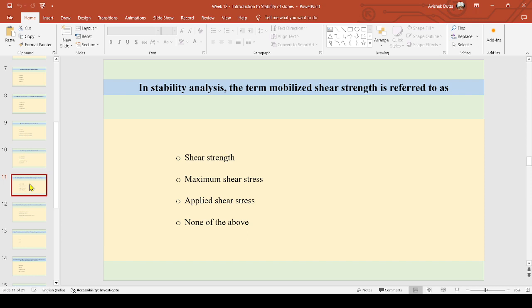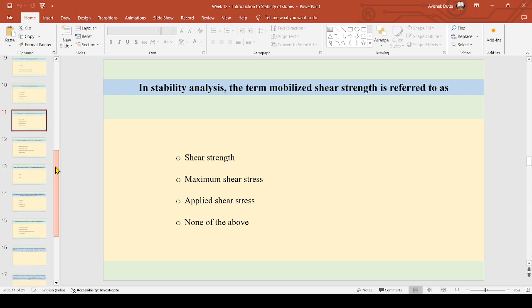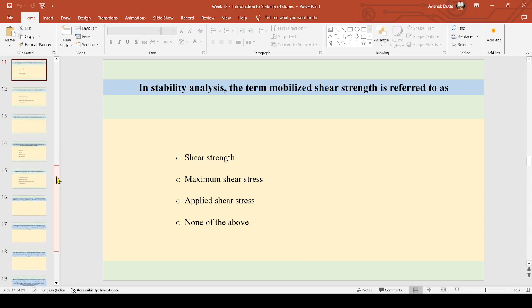I'll repeat the question once. In stability analysis, the term mobilized shear strength is referred to as shear strength, maximum shear stress, applied shear stress, or none of the above. I hope the question was clear. Go to the next question.